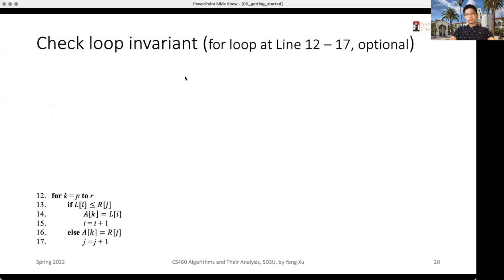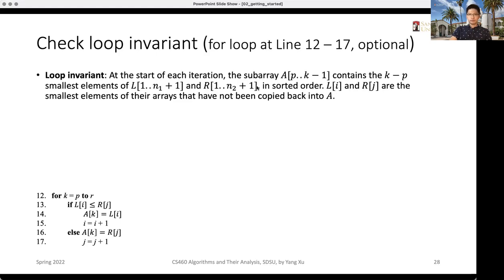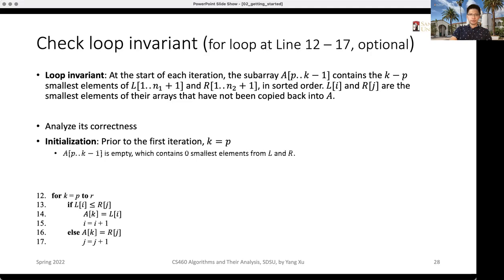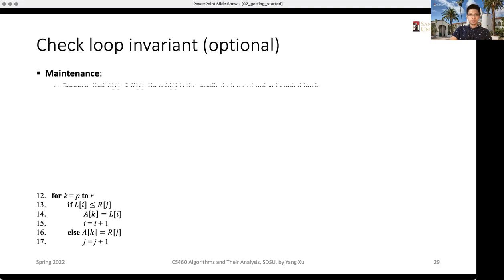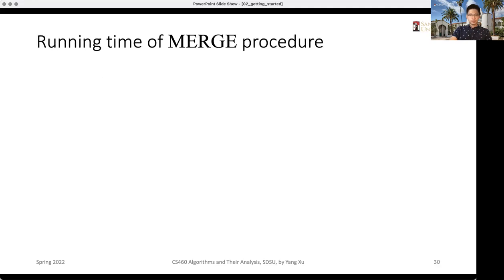All right. So for the loop invariant parts, I'm going to skip it because it's optional content for you to check the correctness of the algorithm, similar to insertion sort. I'm going to skip it. Okay. Let's directly go to the running time analysis for the merge procedure.